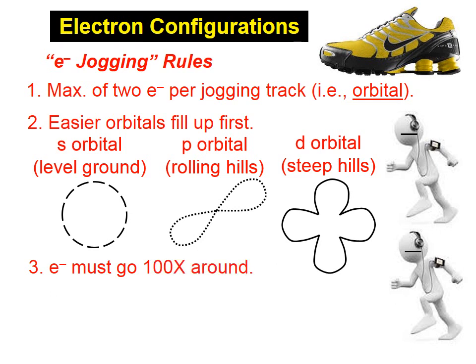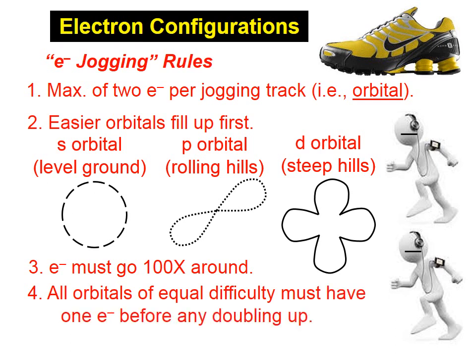Once an electron gets on an orbital, it's got to go around many times. Let's just say 100. You can't just go around twice and quit. The fourth rule is that all orbitals of equal difficulty must have 1 electron before any doubling up. And we'll discuss that on the next slide.